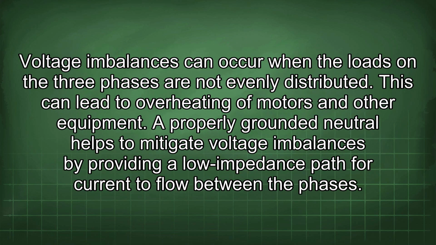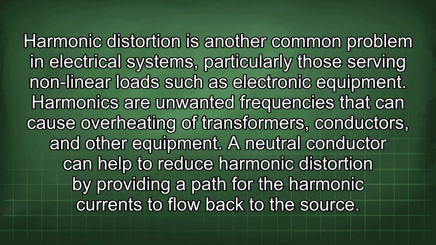Voltage imbalances can occur when the loads on the three phases are not evenly distributed. This can lead to overheating of motors and other equipment. A properly grounded neutral helps to mitigate voltage imbalances by providing a low impedance path for current to flow between the phases. Harmonic distortion is another common problem in electrical systems, particularly those serving nonlinear loads such as electronic equipment. Harmonics are unwanted frequencies that can cause overheating of transformers, conductors, and other equipment.